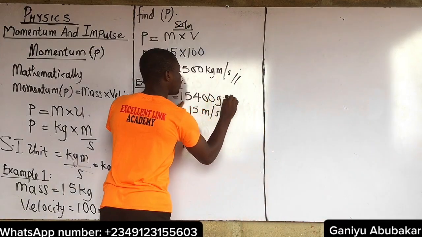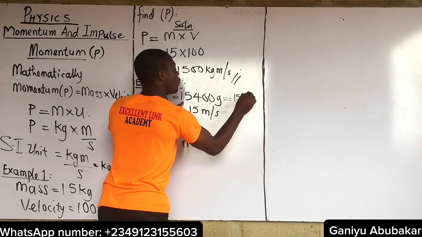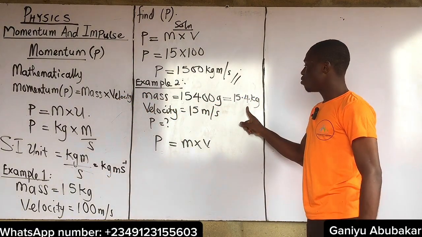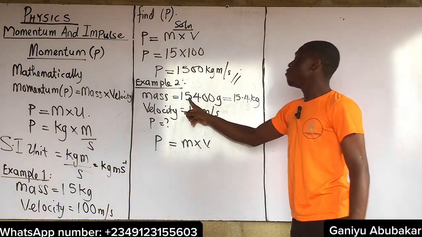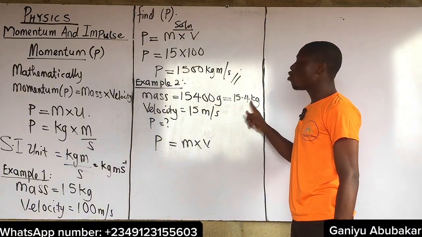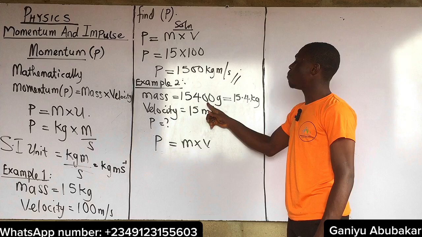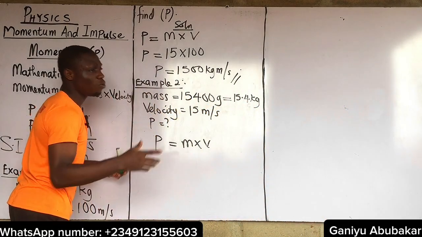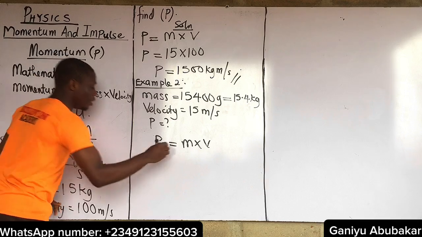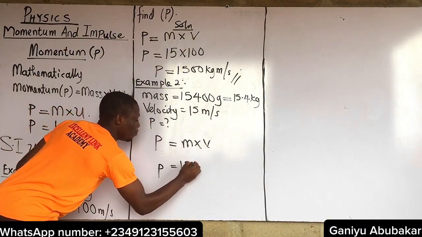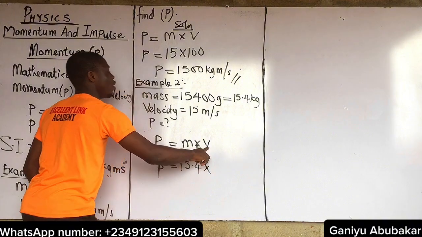So I will have 15.4 kilogram as my converted value, right? So I'm saying that 15,400 gram is equivalent to 15.4 kilogram. Simply divide by 1000, you have this one here. So now it's easy for me to find my momentum P. So P now is equal to mass, that's 15.4, times velocity.